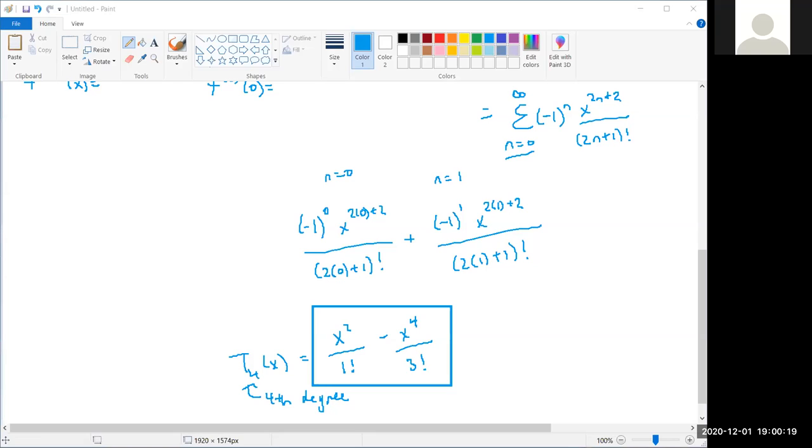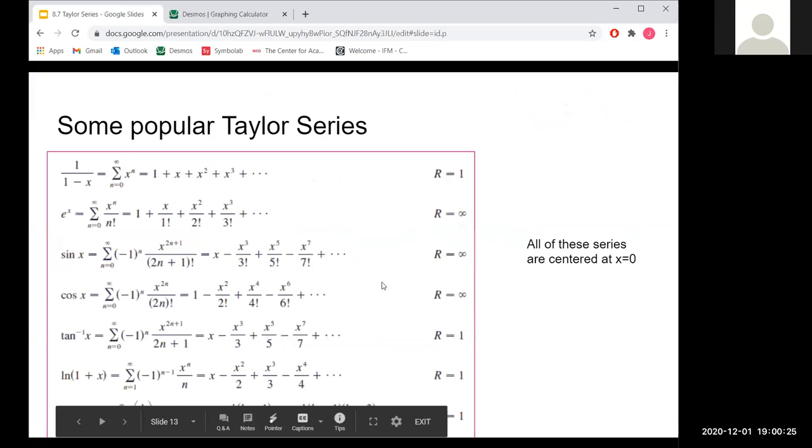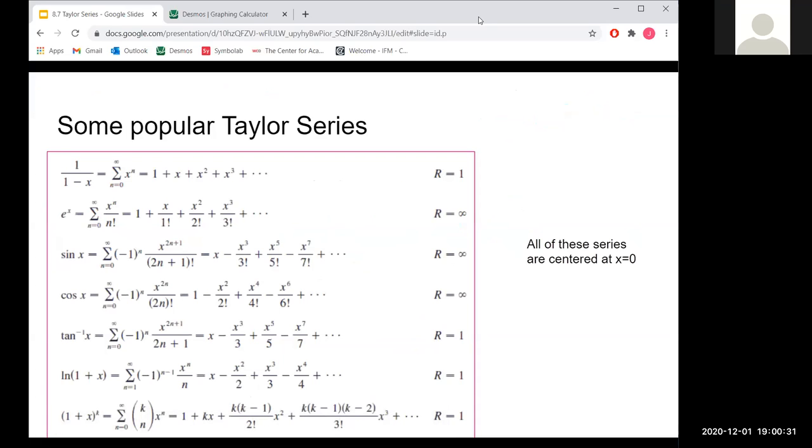So let me go back to the table. Here's the table. If a question gives you, say, a function that has cosine of x as part of it, then you know you can use this table.